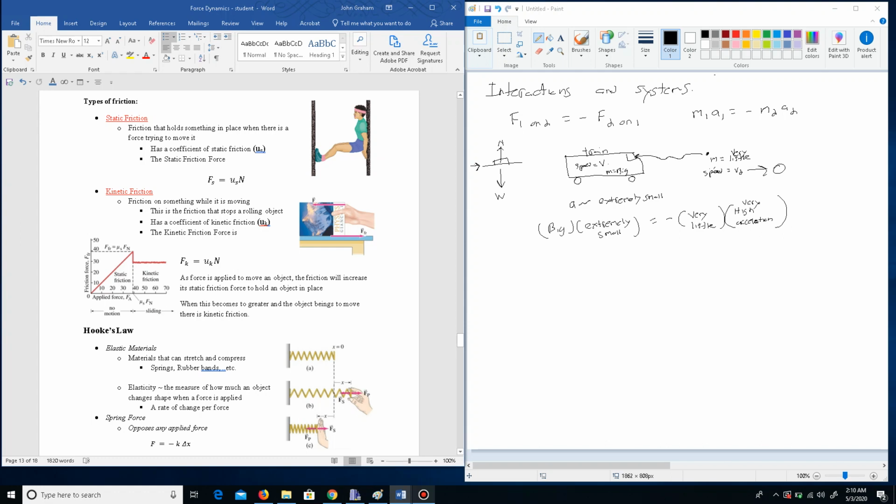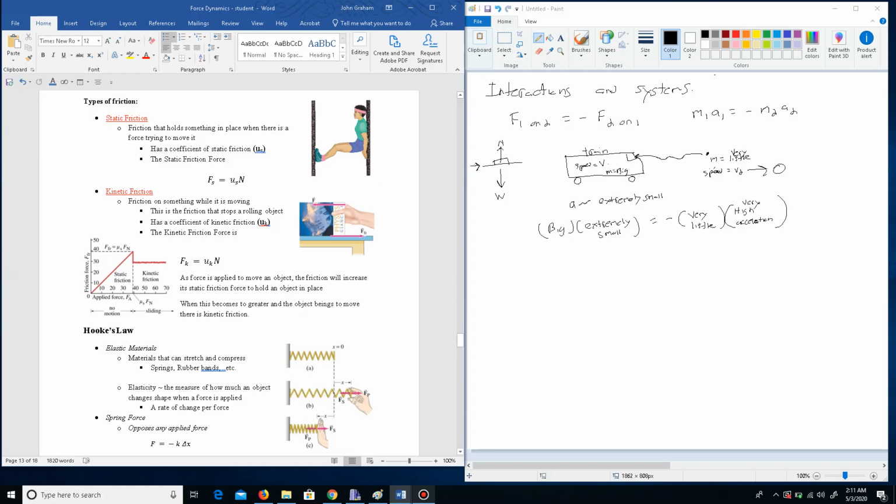Then we have the kinetic friction. This is friction on something while it is moving. This is the friction that stops a rolling object. It has a coefficient called kinetic friction, which we write as mu sub k. The kinetic friction is found by F_k equals mu sub k times the normal force.